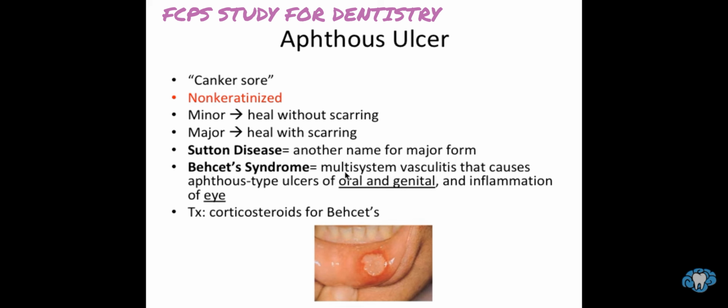This is Behçet's syndrome. It's a multi-system vasculitis that causes aphthous-type ulcers of oral and genital areas and inflammation of the eye. So for Behçet's, just remember a triad of lesions affecting oral, genital, and eye, or ocular. Treatment is only really necessary for the most serious form of aphthous ulcer, which would be Behçet's syndrome, and then you could use corticosteroids.